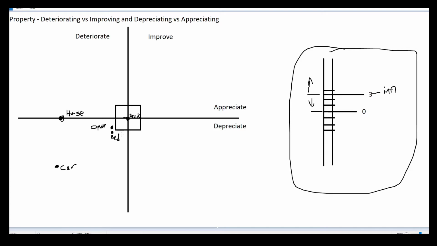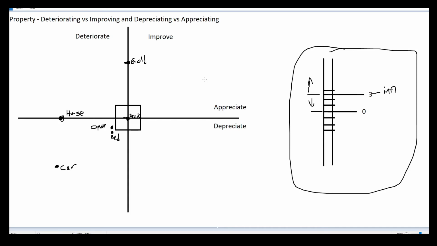Does gold deteriorate over time? Not really exactly. It doesn't really improve over time. Gold doesn't multiply the more you keep it. It just is what it is. But it's something that maintains value really well. So it's kind of neutral in the deteriorating versus improving. So we're going to put gold here. That's a G, gold.